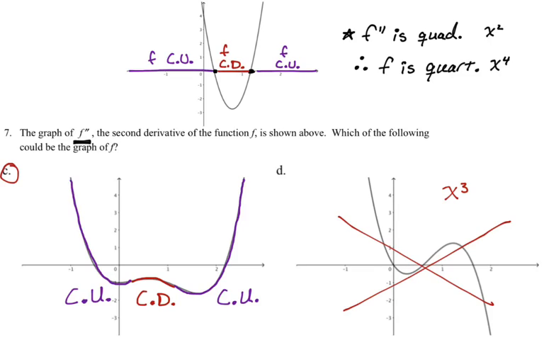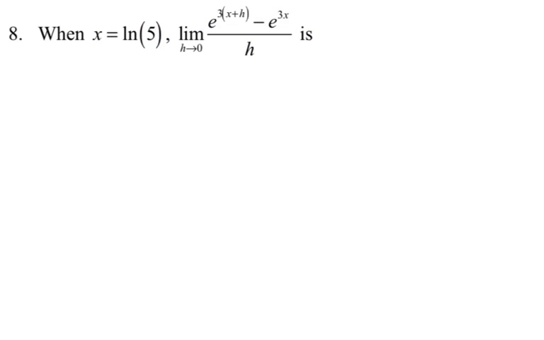So let's see another problem. Okay, so when x equals the natural log of 5, the limit as h approaches 0 of e to the 3 quantity x plus h. As soon as I see the limit as h approaches 0 in a problem on the AP exam, I immediately think this is probably the limit definition of the derivative. So then I would have to decide what the function is. But anyway, limit as h approaches 0, e to the 3 times the quantity x plus h minus e to the 3x over h.